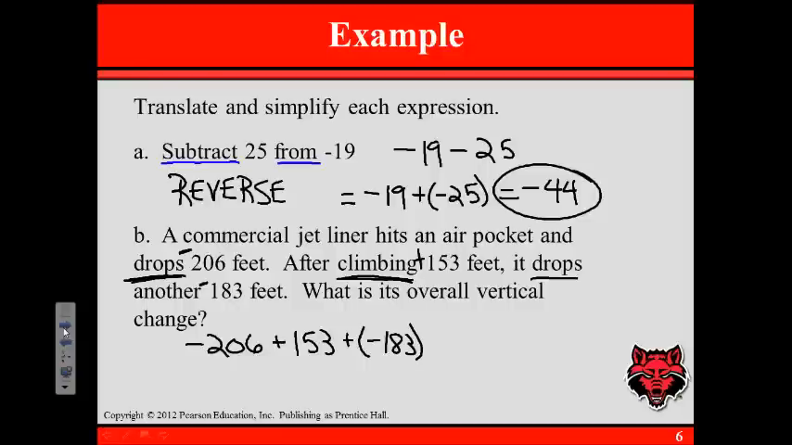Following order of operations, we start from left to right. So we have two opposite signs. 206 is negative, 153 is positive. So we subtract the larger absolute value minus the smaller absolute value. That gives us 53. But because the larger absolute value came from the negative number, this would be a negative 53.